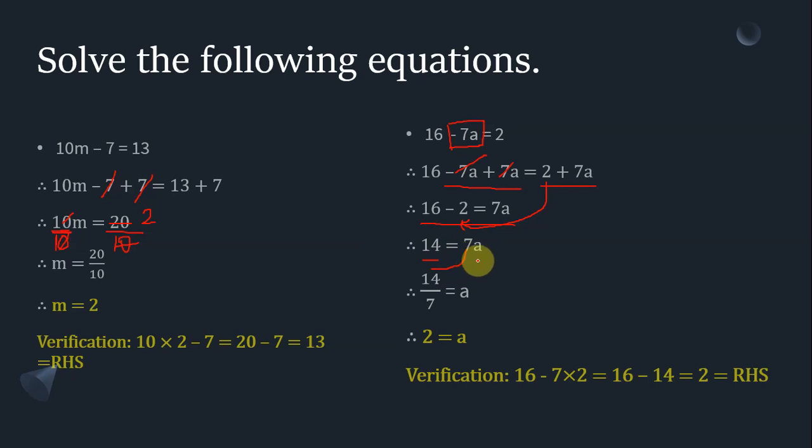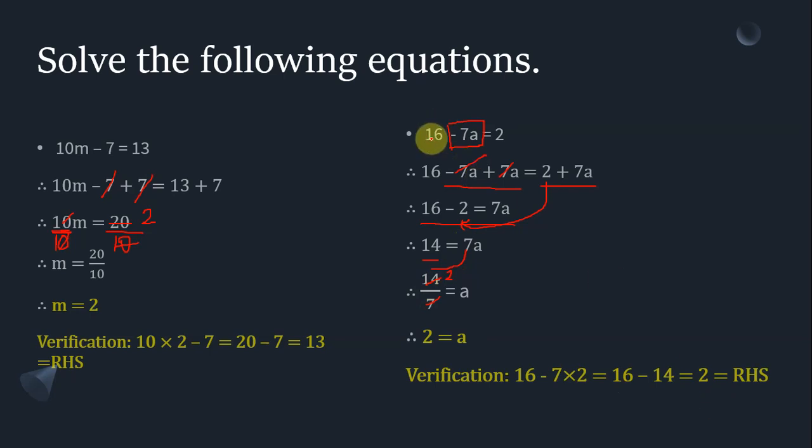Again, I am not showing the division here. Directly I am showing it to the left hand side. So this 7 is in the numerator. It will go in the denominator if I take it to the left side. So 7 ones are 7, 7 twos are 14. So again my answer is A equal to 2.